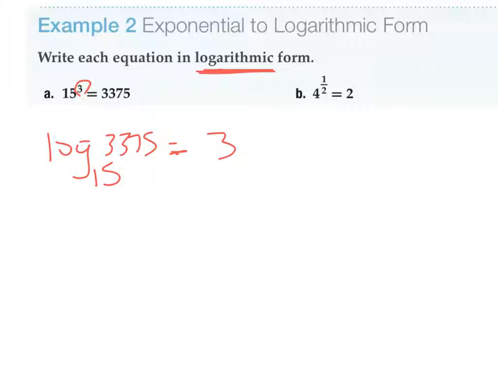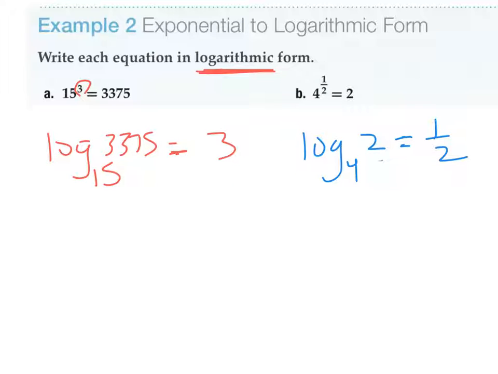Let's look at our next one. Same thing, we're going to write log, and it's always going to equal the exponent. So in this case it equals 1/2, and it's a base of 4, so it's the log of 1/2. My fault, not log of 1/2. Log of 2 equals 1/2.